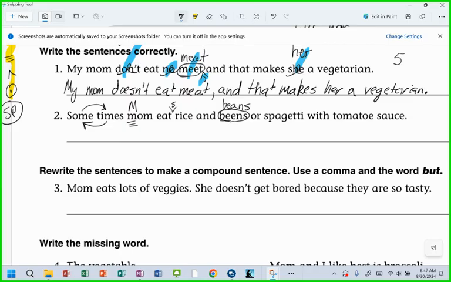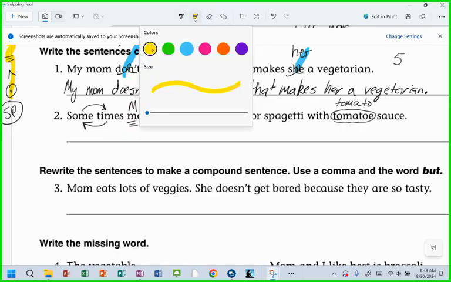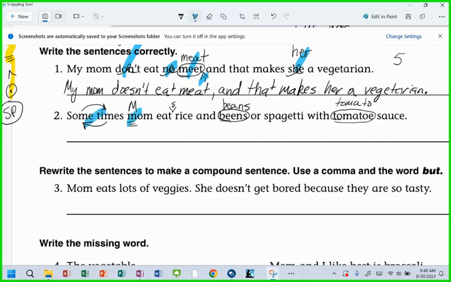Do we see another spelling error here? I think we do. Who's got it? Tomato is spelled wrong. Yeah, it is. Spell it, tomato, T-O-M-A-T-O, right? I think that's it for errors. So let's count the errors. We have 1, 2, 3, 4, 5.